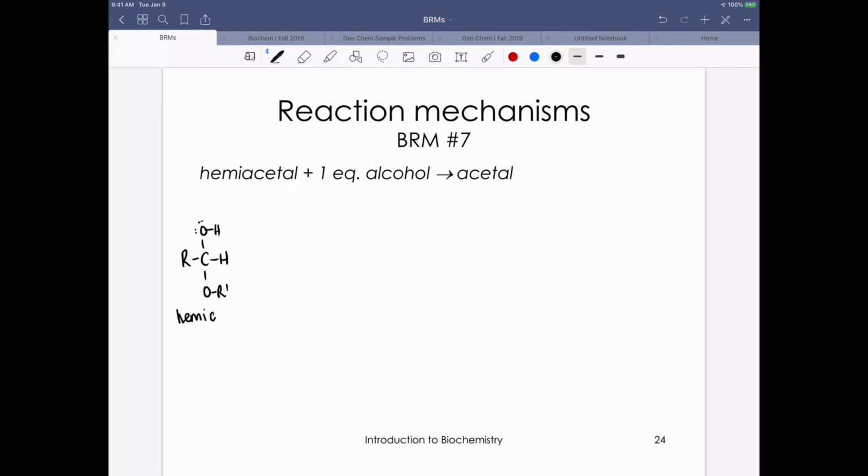So here's our hemiacetal. Again, this is the reaction mechanism number 5 product. Like we saw in our previous reaction mechanism, we can begin here by protonating the group that we want to be a leaving group.